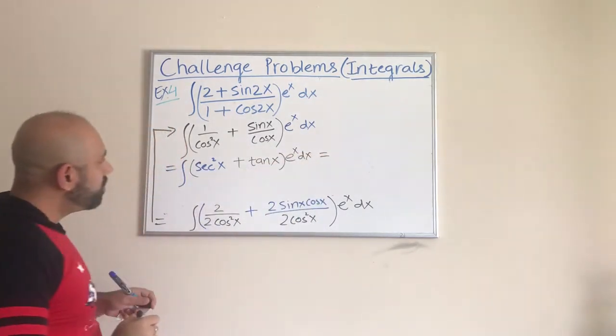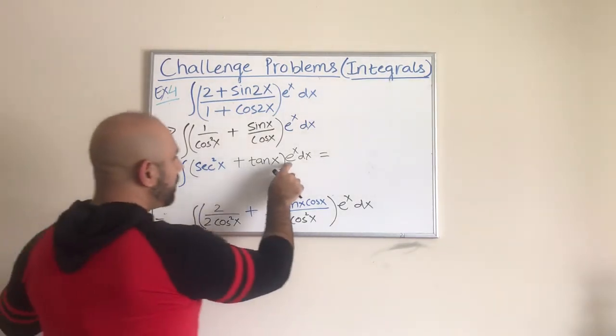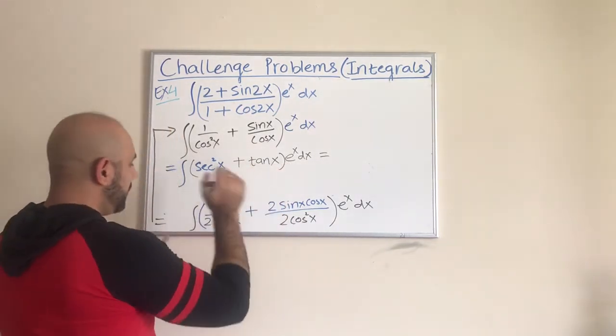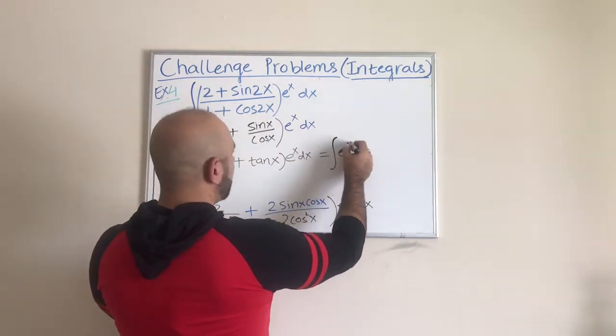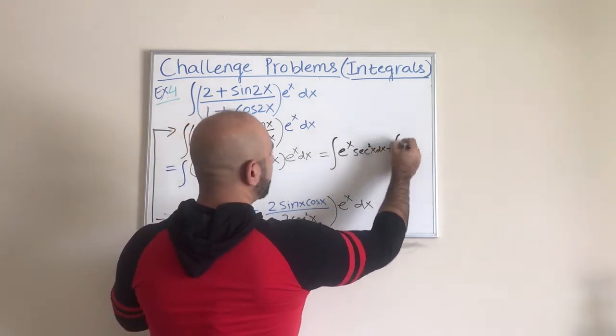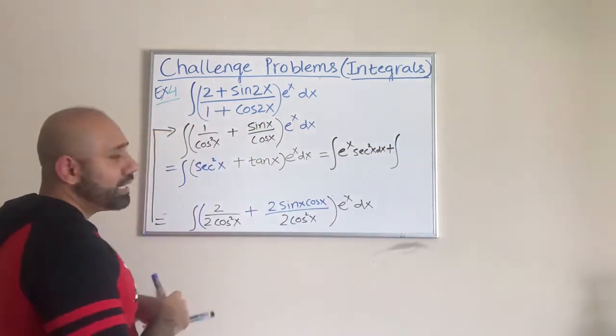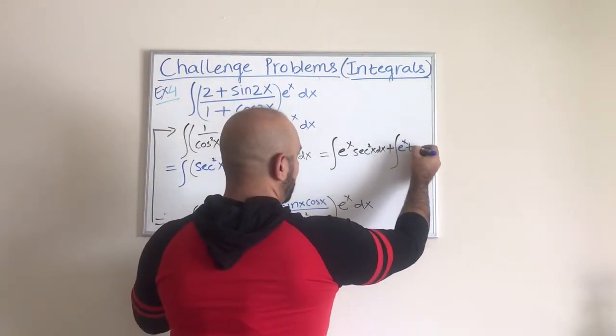So what I'm going to do from here, guys, is distribute that e to the x with both of these terms. So it's going to look like this. Integral e to the x secant square x dx. And then the next term is going to be integral e to the x tangent x dx. Okay, e to the x tangent x dx.